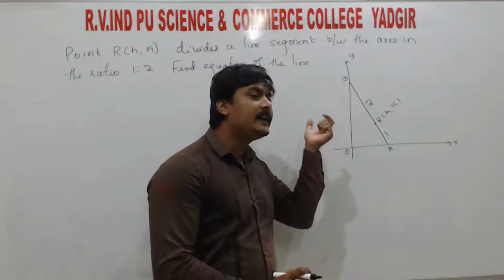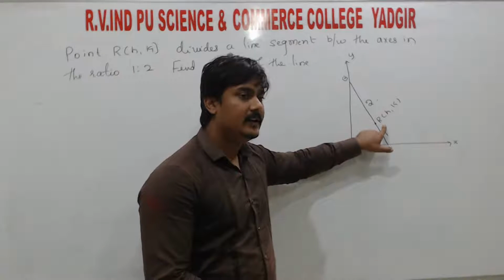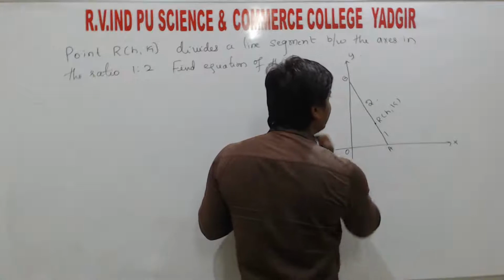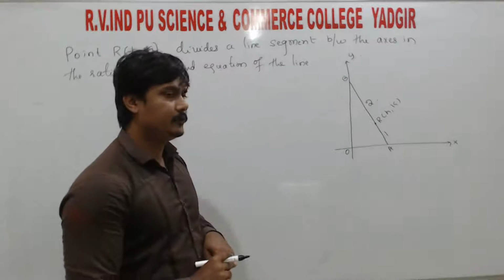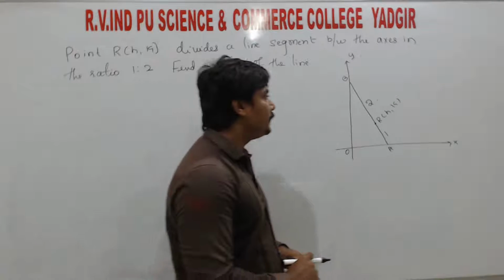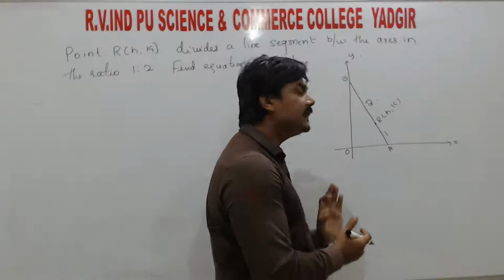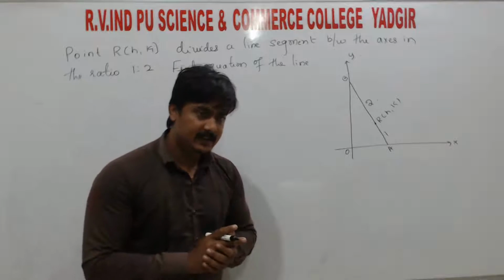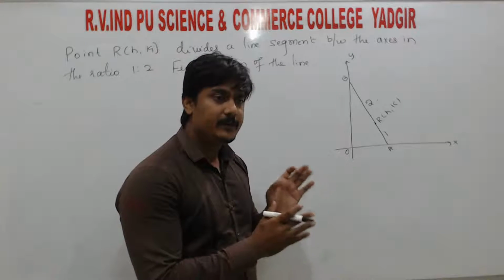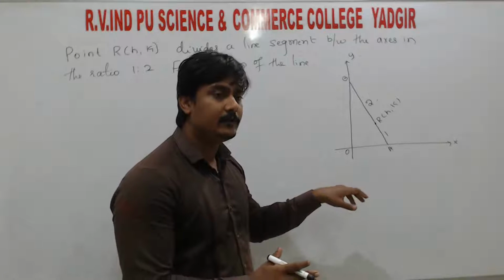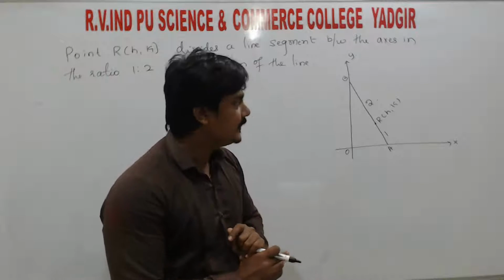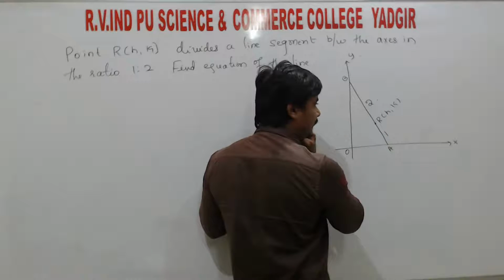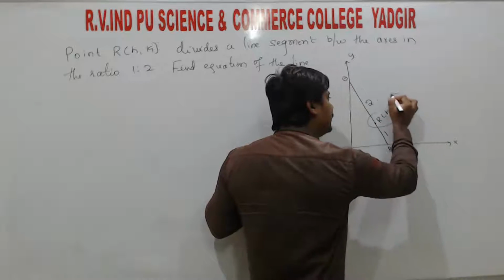So I have considered AB as the line segment in our XY plane, and this line segment AB is divided by point R in the ratio 1:2. Now we are supposed to find the equation of this line AB. We have various forms of a straight line equation. Let us check which form I can use here. To find the equation of this line AB, children, you know one point present on the line.